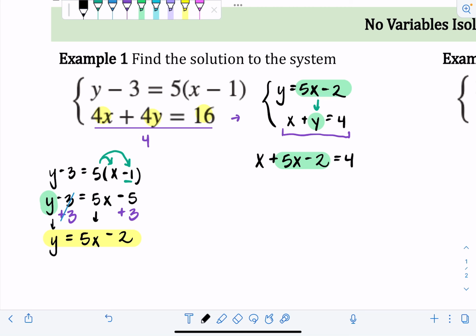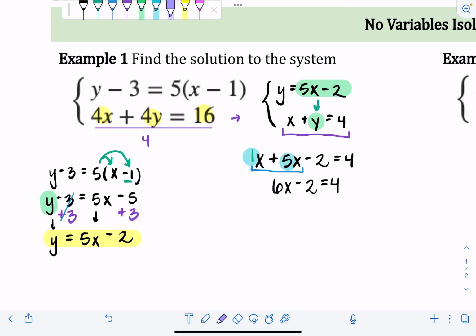So I can look for like terms. I have a 5x and an x that both have x to the first power, so I can combine those. Remember, if there's no coefficient, then it's a 1. So I would just combine them by adding 1 plus 5 together to get 6x. And then minus 2 equals 4.